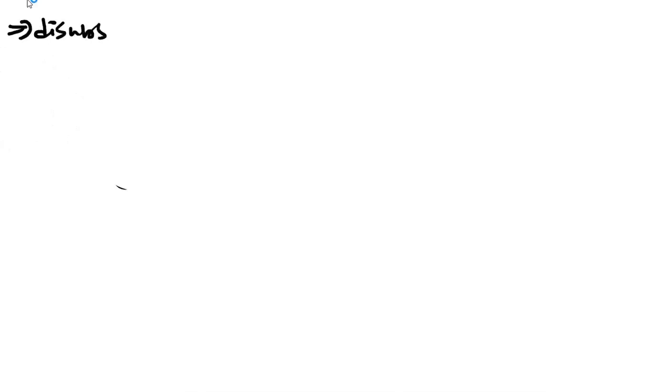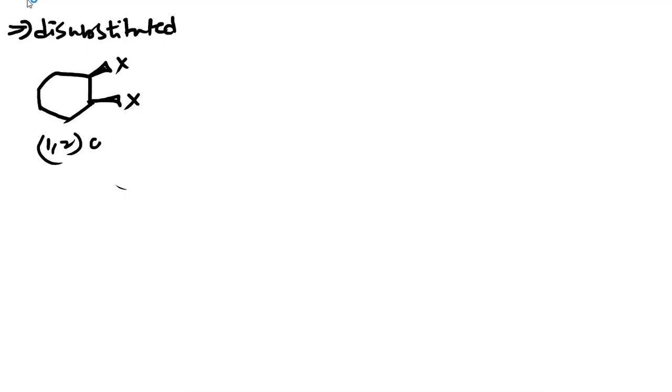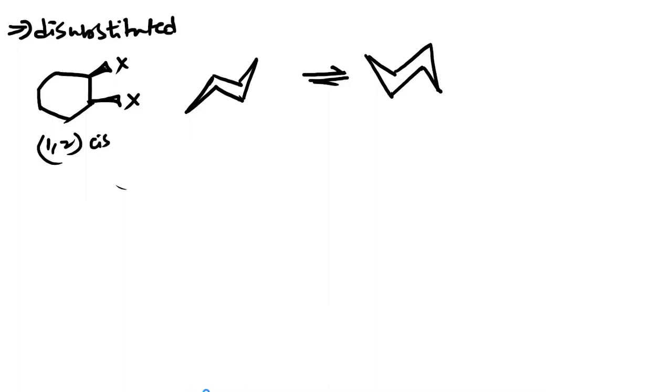So disubstituted. Here we can start with 1,2 cis, X here, X. We can say 1,2 cis disubstituted cyclohexane. Now try to draw its chair conformations. These are very important. You may expect questions from disubstituted cyclohexanes in many chemistry competitive examinations. X here, X.